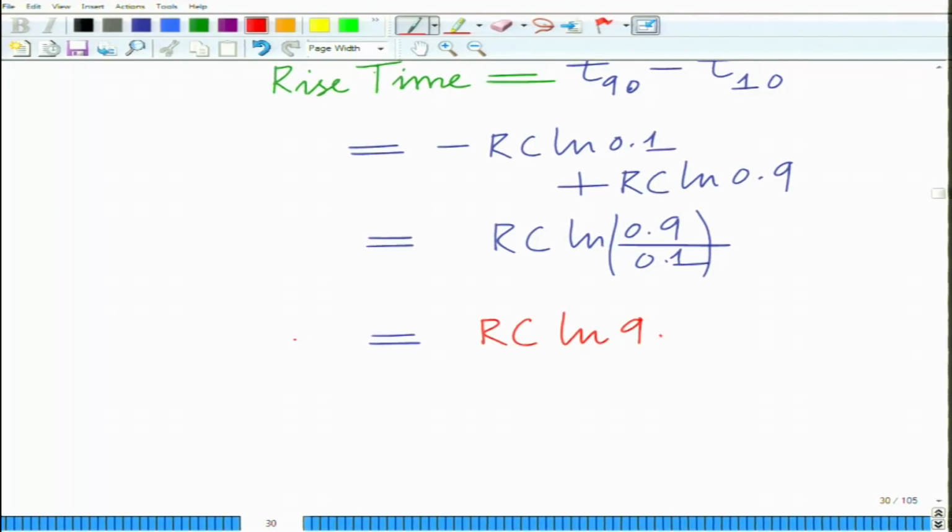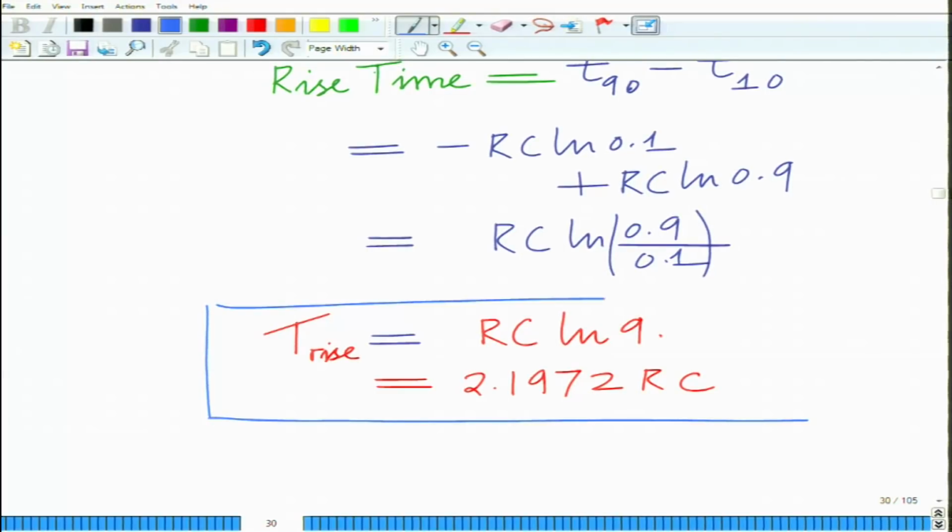RC log of 9. So, this is your T rise, which is RC log 9, which is basically 2.1972 into RC. So, this is the expression for the rise time. The rise time of the RC circuit is 2.1972 RC, or log 9, that is natural log 9 to the base e, times RC.